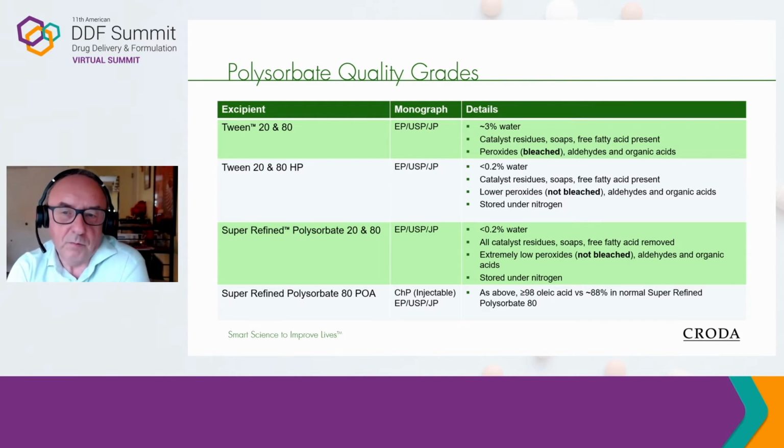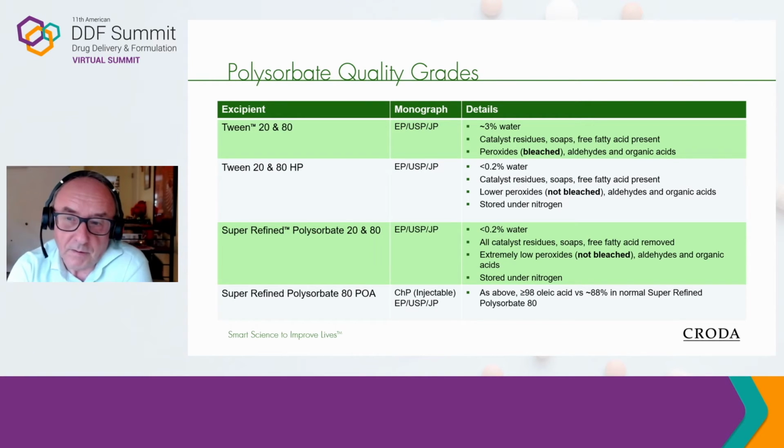The next grade up, or the HP grade, is a purer, unbleached grade, which contains less water, and while it still contains catalyst residues and free fatty acids, it does contain lower levels of oxidative impurities. And furthermore, it's stored under nitrogen in order to keep those oxidative impurity levels down at the required low levels that we expect from this product.